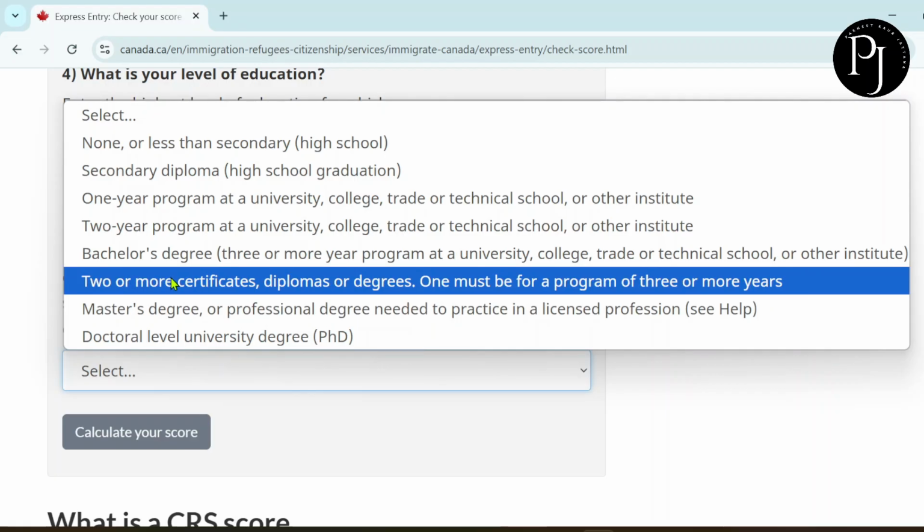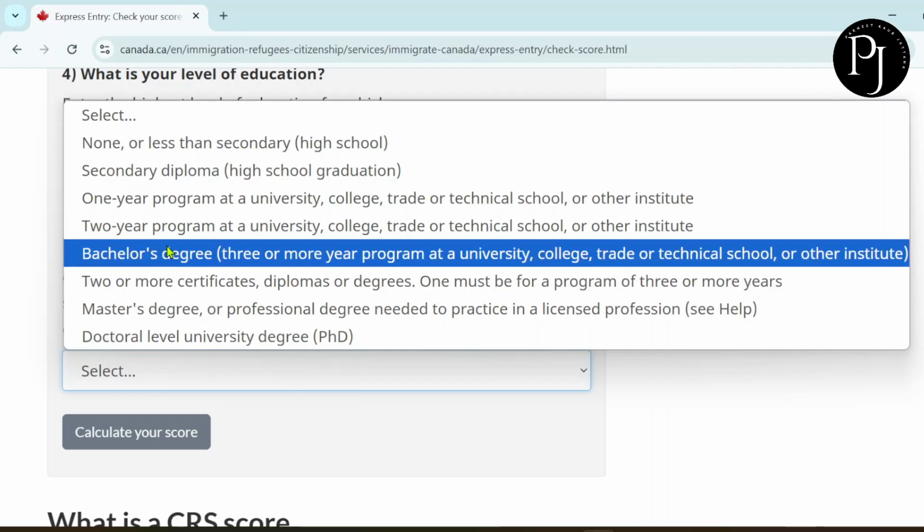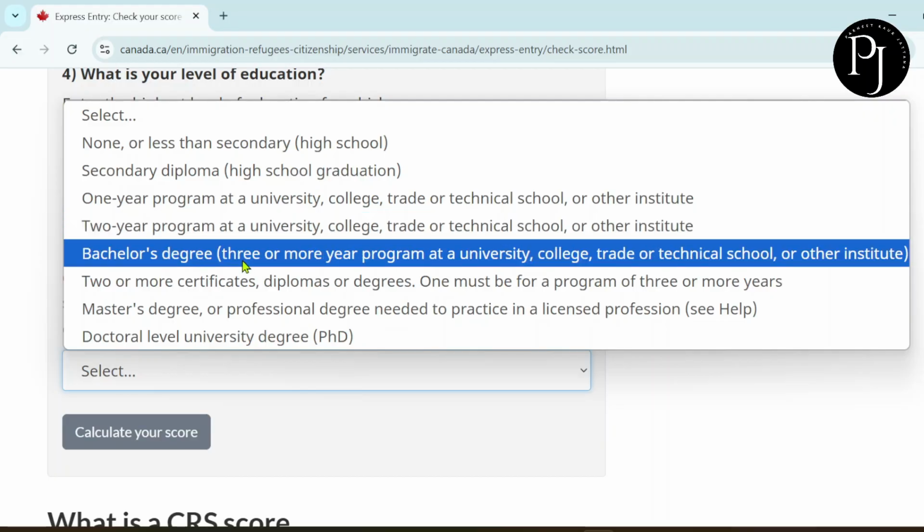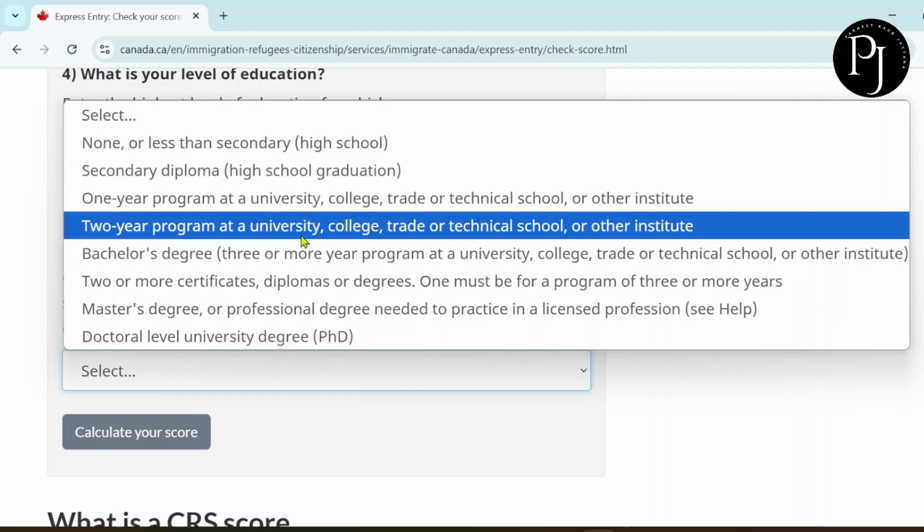But if in your case you have just 1 degree or diploma, which you have done from Canada, then you will select a 2 year program at university, college, trade or technical school. So just choose it according to your scenario.